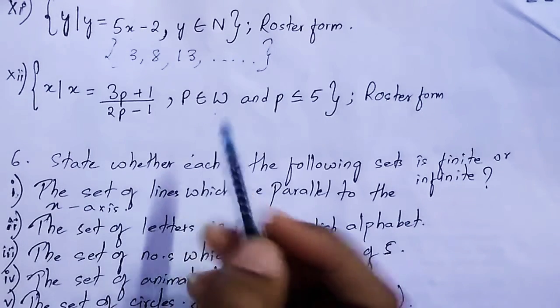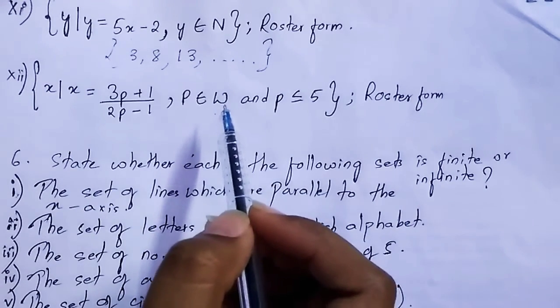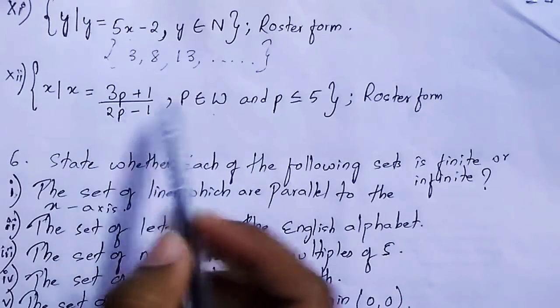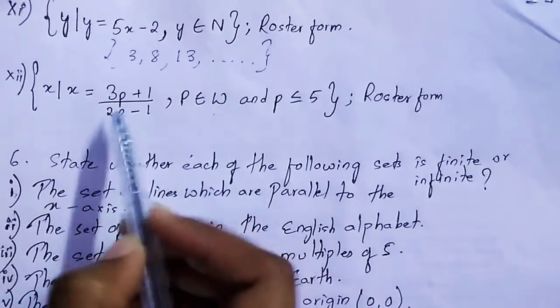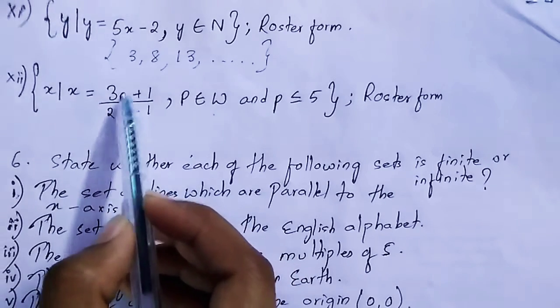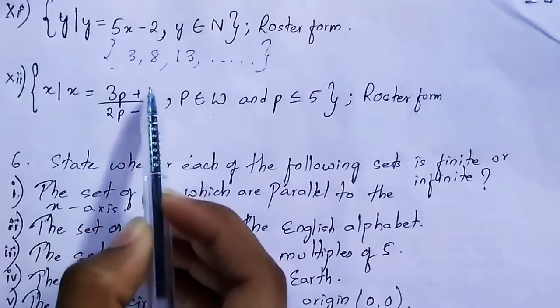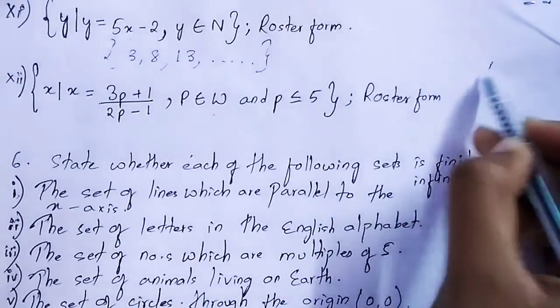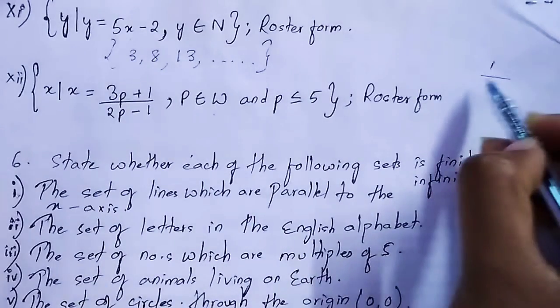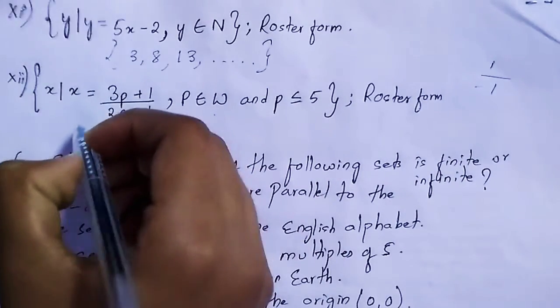So here, as you can see, is whole number. That means whole number starts from 0. So you need to apply 0 first as the value of p. P belongs to whole number. So firstly we need to put here 0. So if you put the value of p as 0, then you are going to get 3 zeros as 0 and you will get 1 here, and then down, if you put 0, 2 zeros will be 0 and minus 1 will be there. So you will get minus 1.